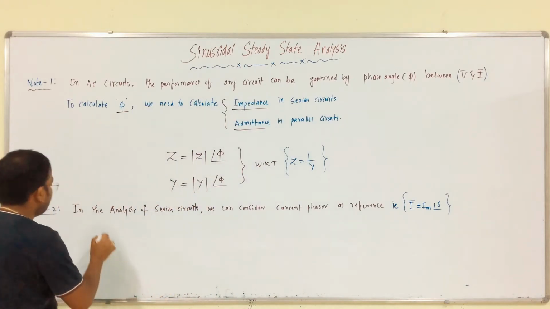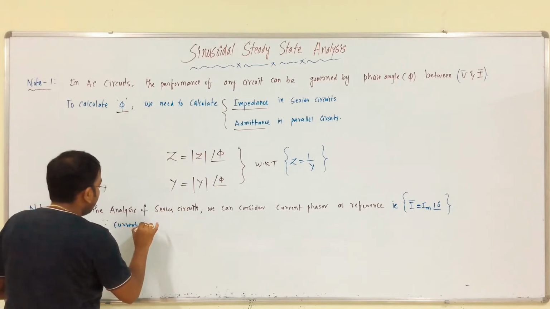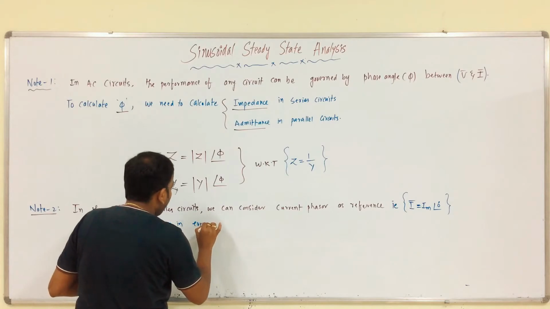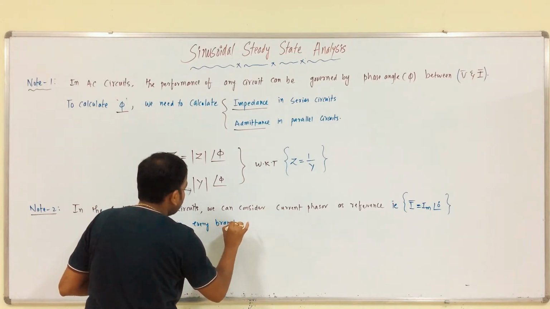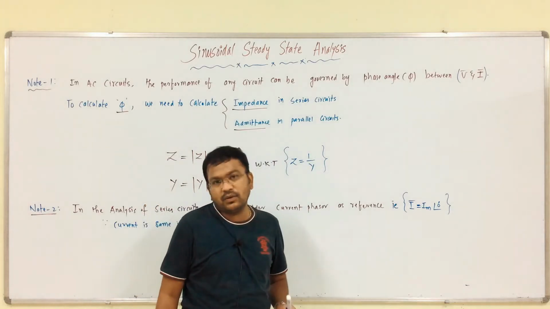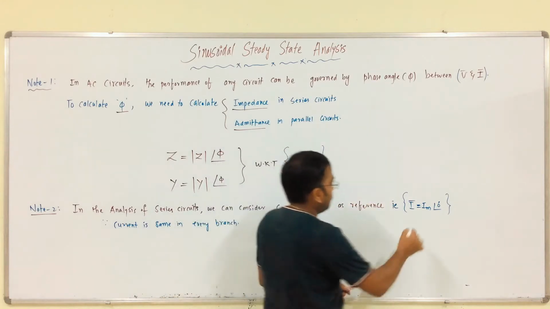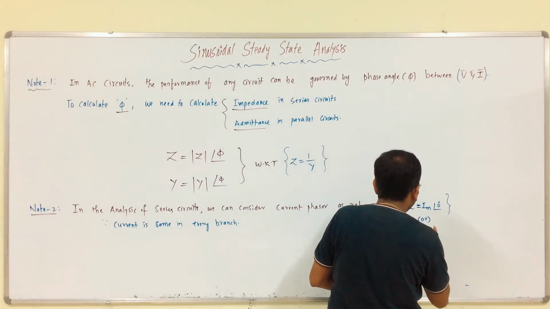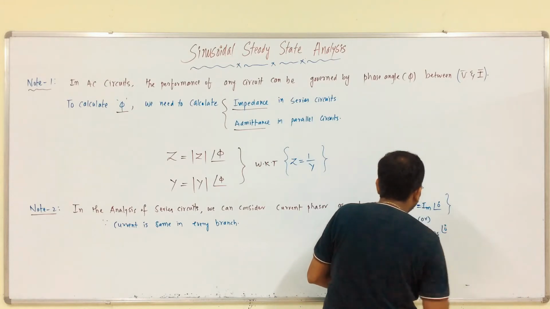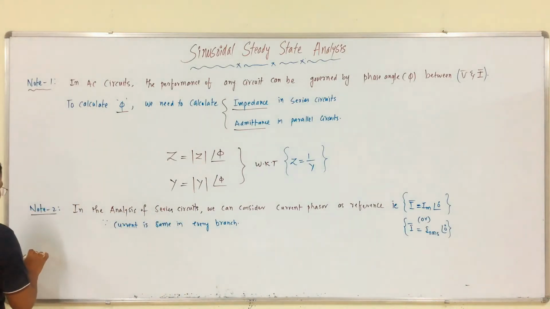Why? Since current is same in every branch. That is why in the analysis of series circuits, the current is taken as a reference. Okay? Means Im at an angle 0 or Irms at an angle 0. Clear.